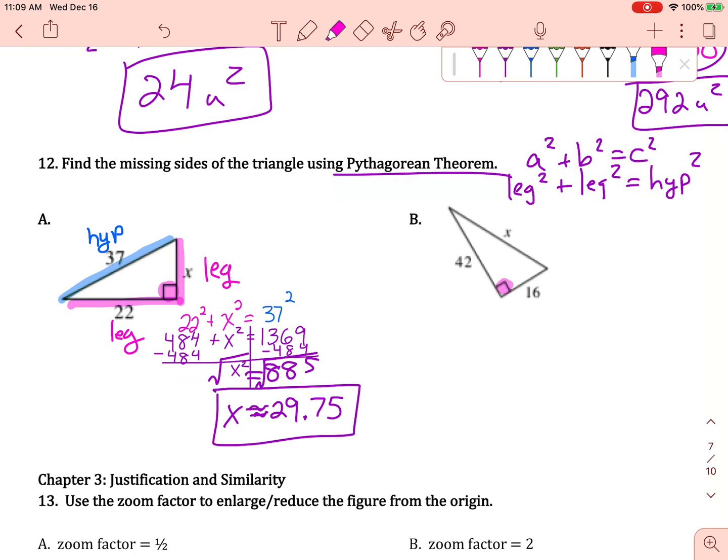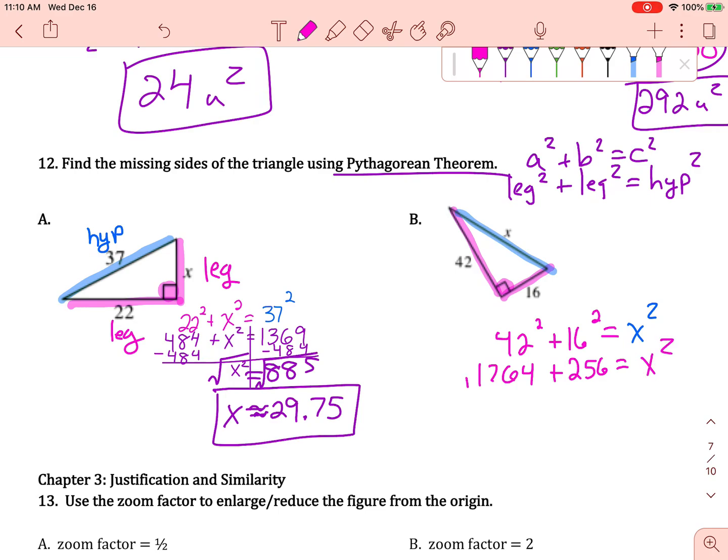Okay, come over here, do the same thing. Highlight your right angle. These are your legs. This is your hypotenuse. So this one's a little bit different because we're finding our hypotenuse. So 42 squared plus 16 squared is equal to x squared. Again, in your calculator, if you don't know where that squared button is, you're doing 42 times 42. So I got 1764 plus 16 times 16, or 16 squared, is 256, equals x squared.